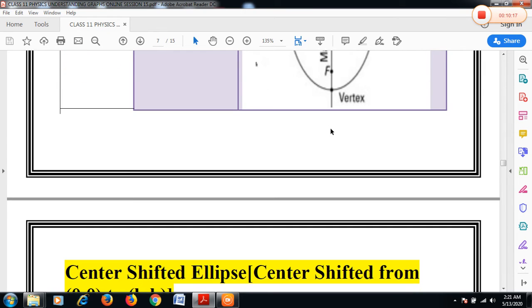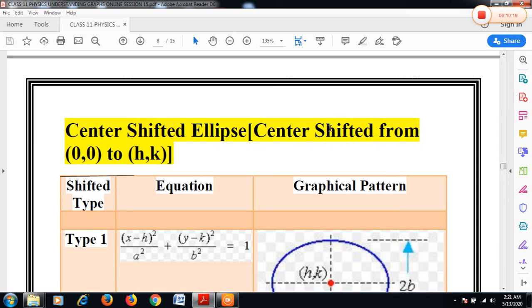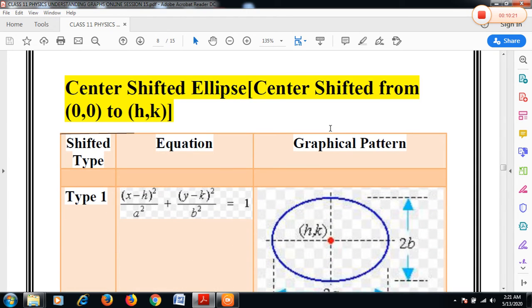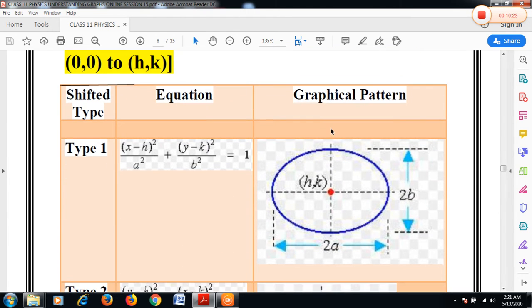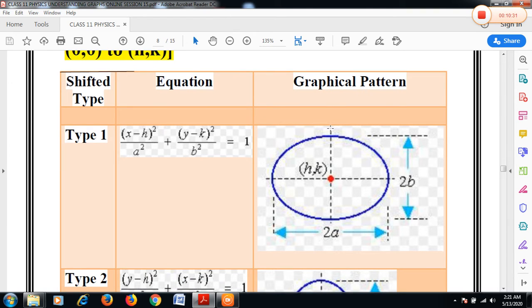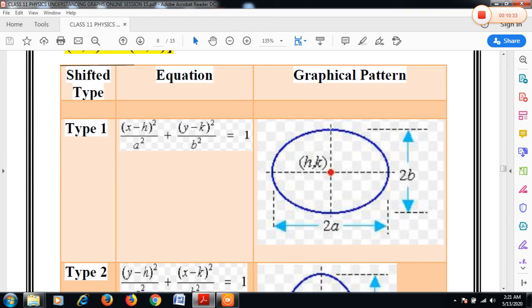Let us move forward to the center-shifted ellipse. Here the center is shifted from (0, 0) to (h, k). In this table we are dealing with the shifted type of ellipse, type 1 and type 2, along with their corresponding equations and graphical patterns. Let us move forward to the type 1 shifted ellipse, which has the equation (x − h)²/a² + (y − k)²/b² = 1.